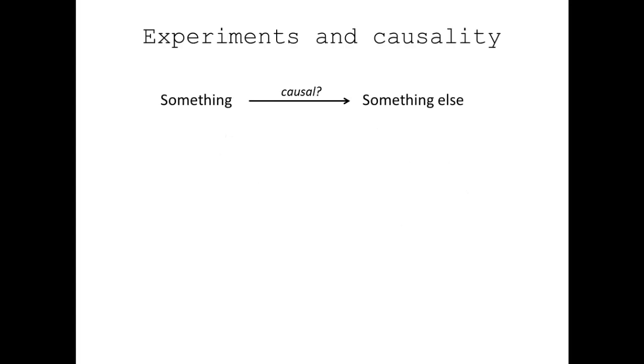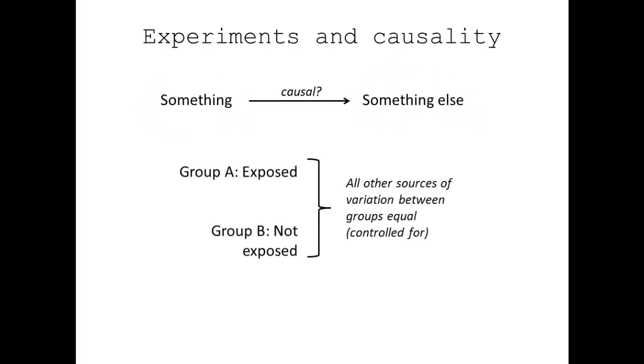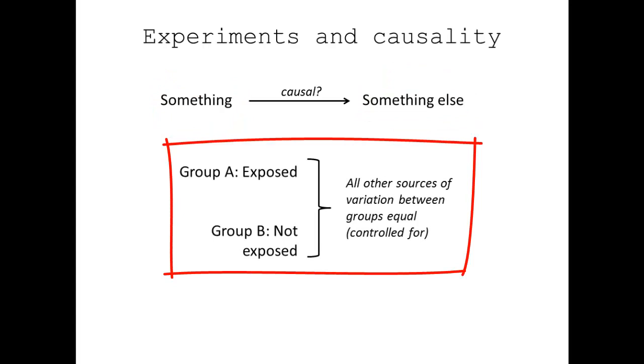Generally, the only true test of whether something is causally related to something else is an experiment where one group is exposed to that something and another group is not, and all other sources of variation between groups are controlled, such that the only difference between groups is exposure to the something of interest or the factor of interest.